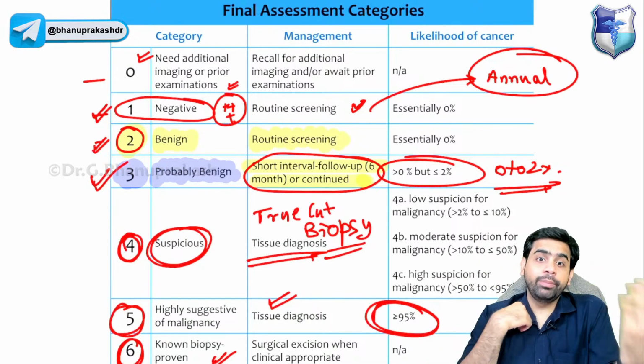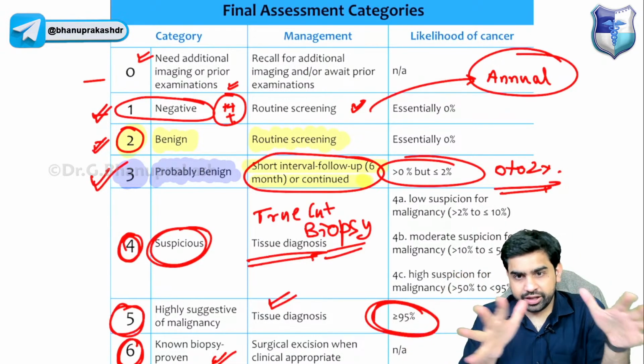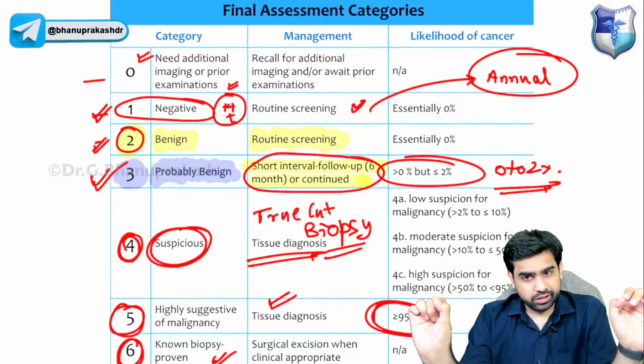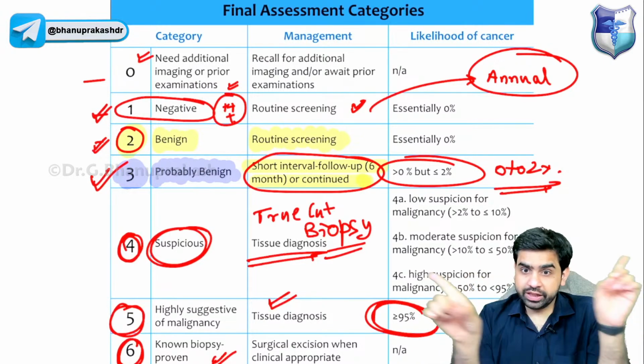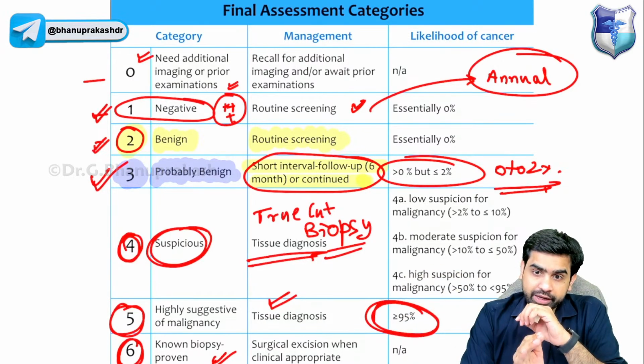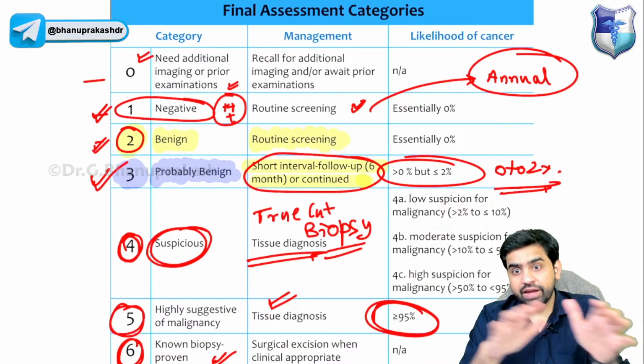What is the BI-RADS 3? BI-RADS 3 is probably benign. So what do you understand by probably benign? That there is a very high chance that that particular lesion is benign. Okay, there's a slight risk of malignancy. So with your logic, do not say that you're going to do a true cut biopsy. What are you going to do? You're going to shorten the interval of the mammography. So you're going to perform a mammography every 6 months.